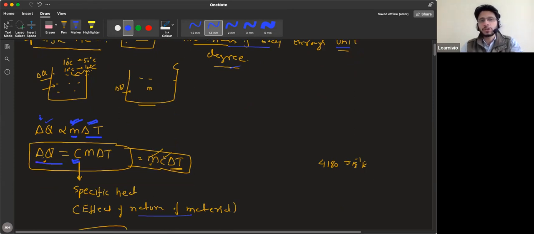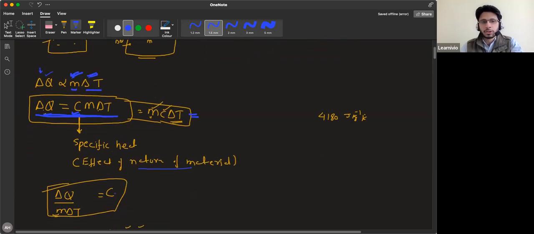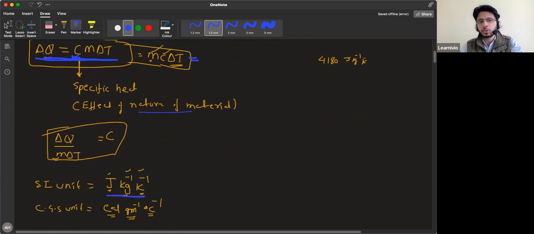So that is a simple relation to calculate heat. Delta Q is mc delta T. C is the specific heat. The SI unit is joule per kg per kelvin. In CGS, the unit of heat is not joule, it's calorie. So it's calorie per gram per degree Celsius. That is the CGS unit.